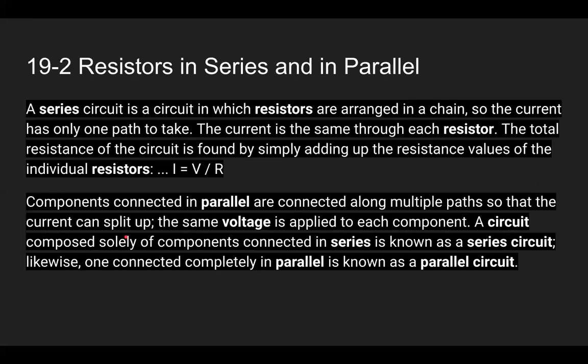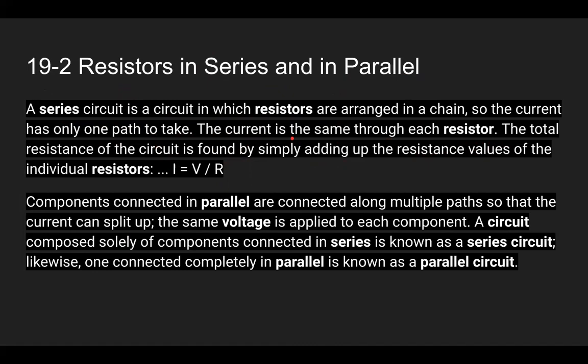Okay, in circuits, there are two different ways you can make them. You can make them in series and in parallel. A series circuit is a circuit in which resistors are arranged in a chain, so the current has only one path to take. The current is the same through each resistor. The total resistance of the circuit is found by simply adding up the resistance values of the individual resistors. All right, and the equation is I equals V over R.